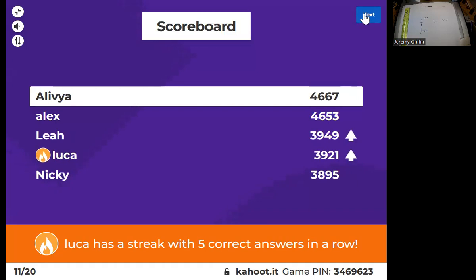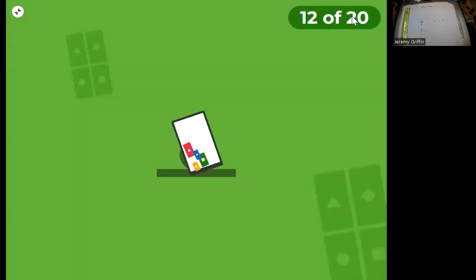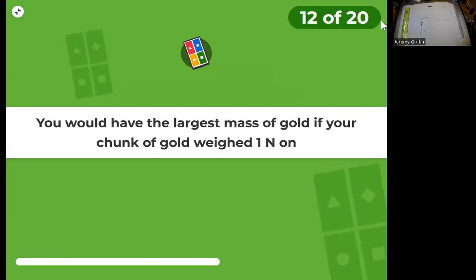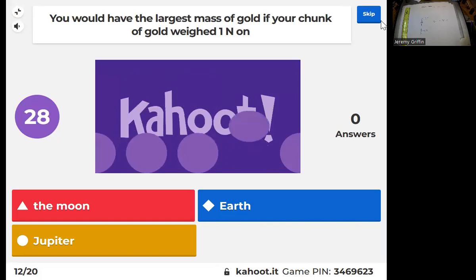Nikki, Luca on fire, Leah moving up, Alex, Olivia, top spot. This one takes some thinking. You would have the largest mass of gold if your chunk of gold weighed 1 newton where?